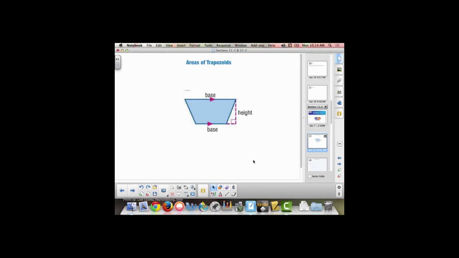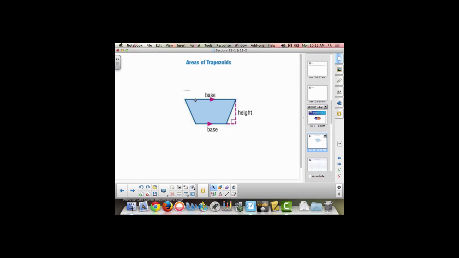Now we're going to talk about areas of trapezoids. So again, let's talk about the parts of the trapezoids. Remember that the parallel sides are the bases. The non-parallel sides are the legs. If the leg is not perpendicular to the base, then it is not the height of the trapezoid.